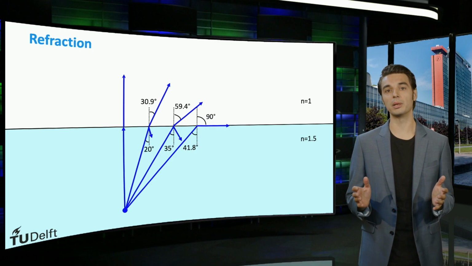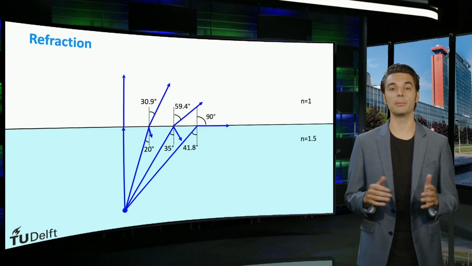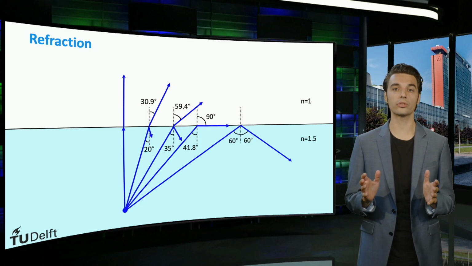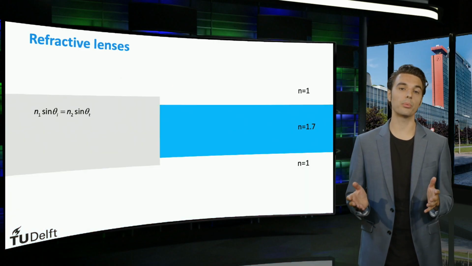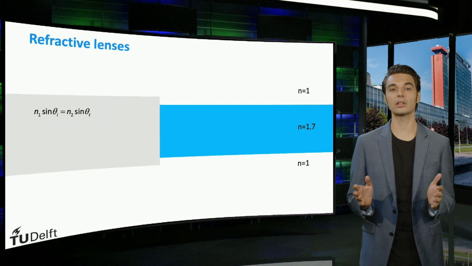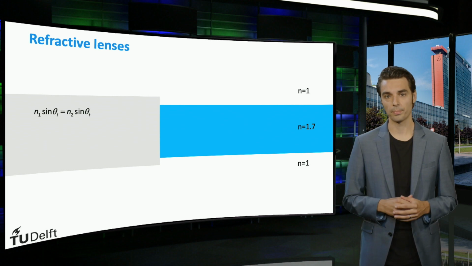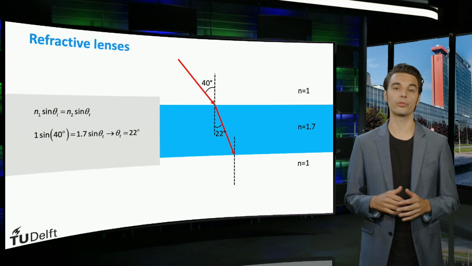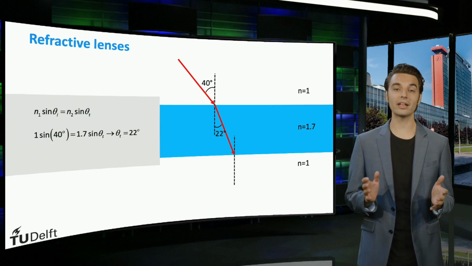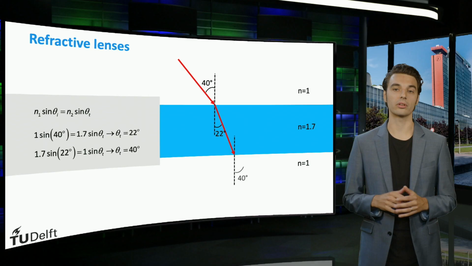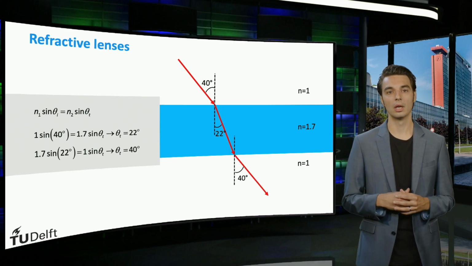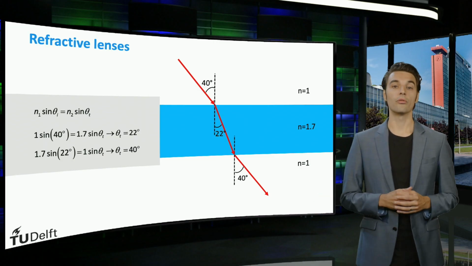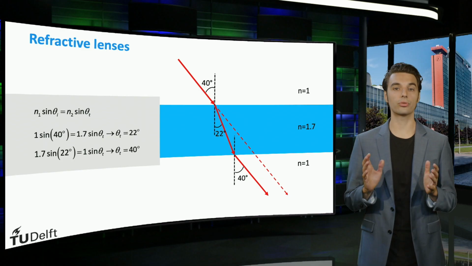If the direction of the beam is reversed, the beam will travel the same path. This reversibility means that a flat material will not focus any light. If we take, for example, this flat surface with a refractive index of 1.7 and a finite thickness, light incident under an angle of 40 degrees will be refracted at an angle of 22 degrees. At the second interface, the beam will again be refracted, back to an angle of 40 degrees. The beam therefore only undergoes a horizontal shift. For that reason, concentrated lenses are spherical.